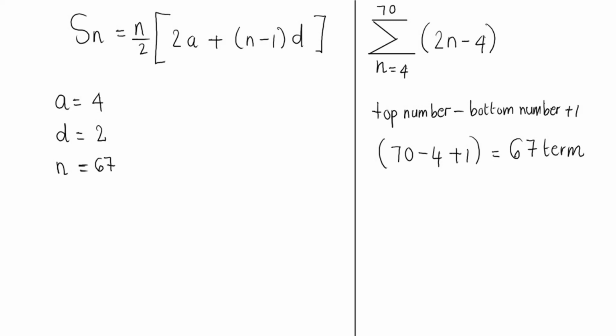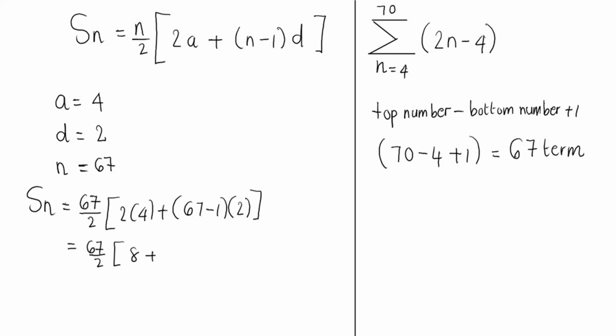So now, once we've calculated the value of our n, we can calculate the sum of our arithmetic series. So the sum of this arithmetic series from n equals 4 to n equals 70 is 4,690, right?